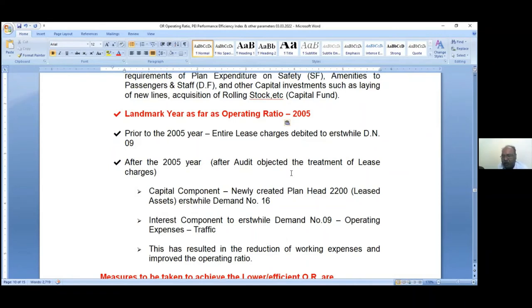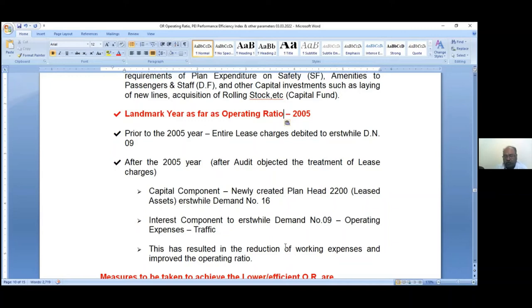Normally the lease charges have two components: one is the principal or capital component, and the other is the interest component. Normally only the interest component is to be debited to demand number 9. But prior to 2005, the capital component was also debited to demand number 9. Thereby the operating ratio was as high as possible prior to 2005.